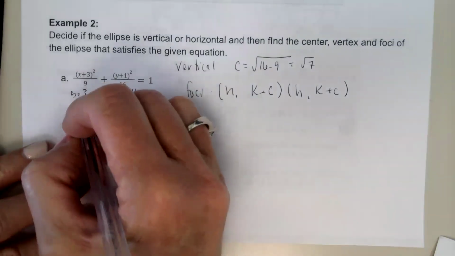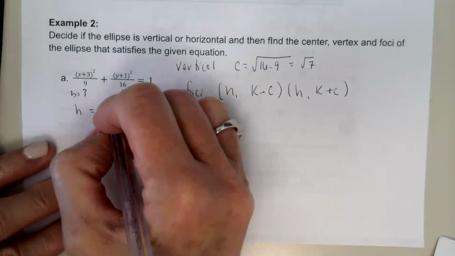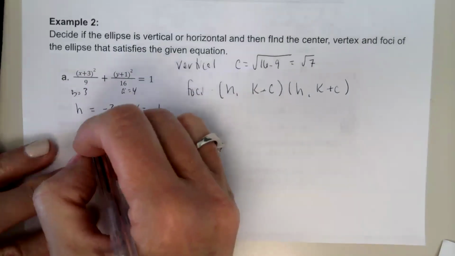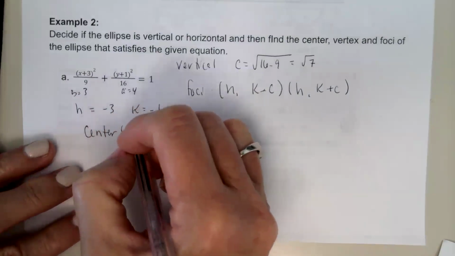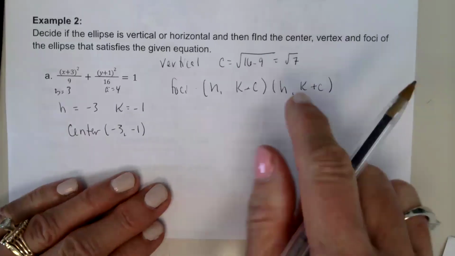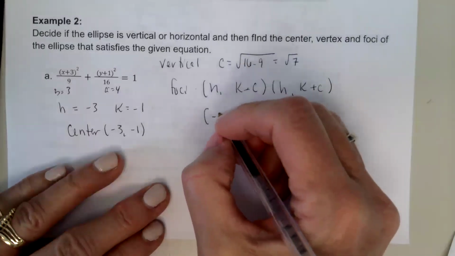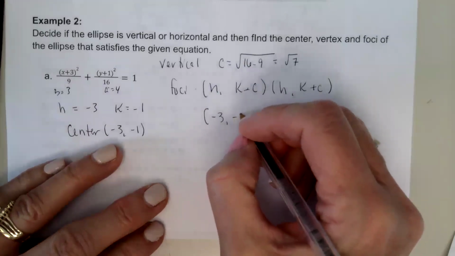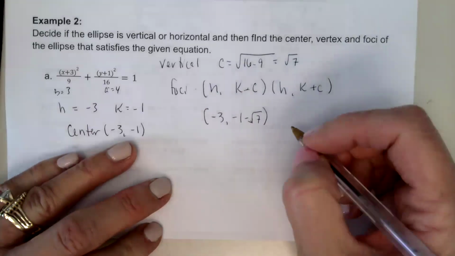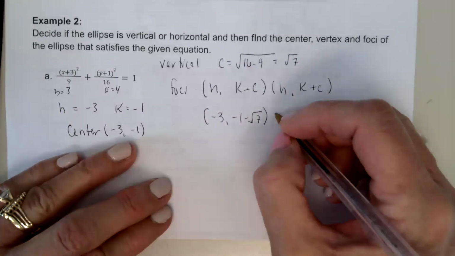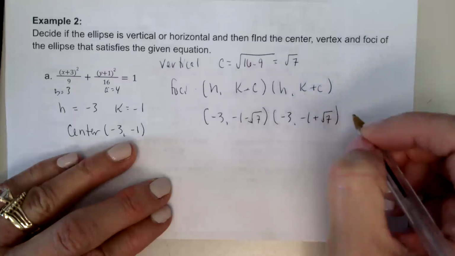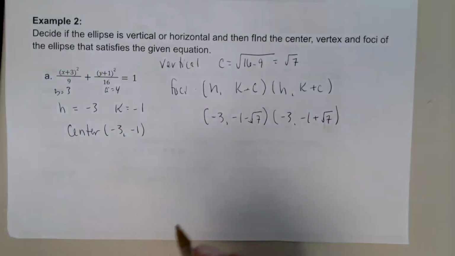And H is at a negative 3 and K is at a negative 1. So that makes our center at (negative 3, negative 1). And so we're going to use those here. So that means we're at (negative 3, negative 1 minus the square root of 7), and then (negative 3, negative 1 plus the square root of 7) are the foci.